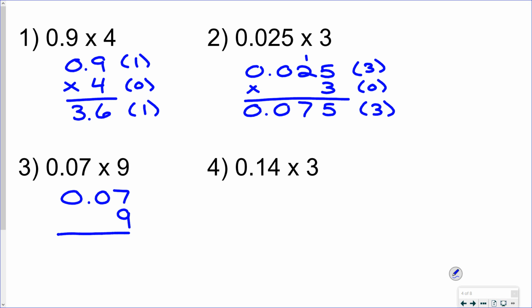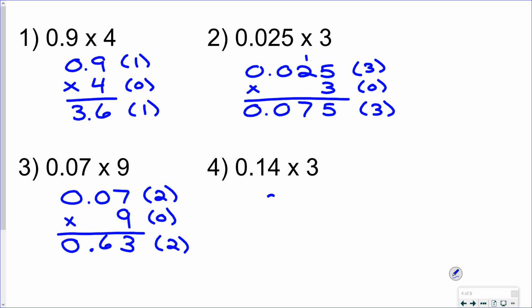7/100 times 9. 7 times 9 is 63. There are 2 digits after the decimal point in 7/100. There are none in 9. So you need 2 digits after the decimal point. So you put your decimal point right here in front of the 6, and you can leave your answer as is, or you could put that 0 in and make it 0.63. Either way is fine.